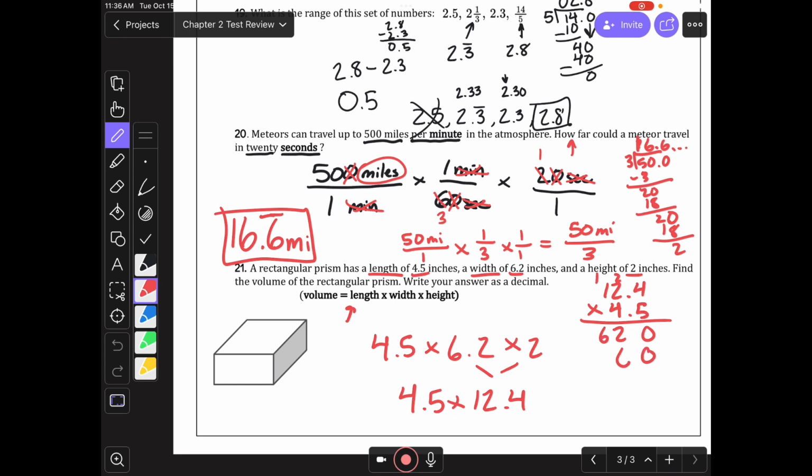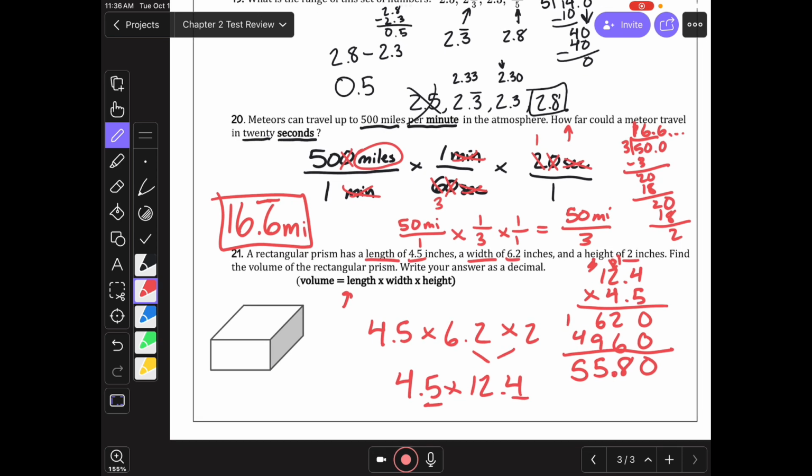Drop a placeholder 0, 16, 9, and 4. Everything added up would get us here. We have to match the number of decimal places. There are 2. Make sure there's 2. We get a volume of 55.8 inches cubed.